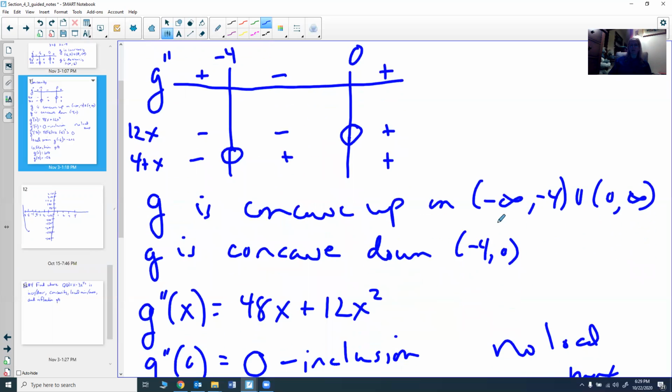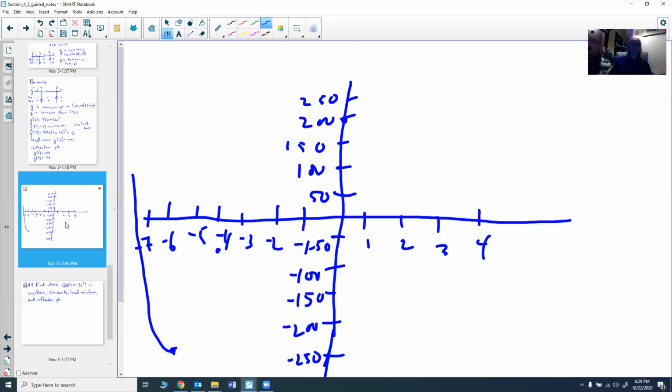We were concave up from negative infinity to negative 4. So we know we're going to be concave up, and then we're going to be concave down from negative 4 to 0. So we know we have an inflection point at negative 4. So we know we're going to change our concavity here. So we're now concave down. And then at 0, we change our concavity again, and we're concave up again. So there's our graph of G.